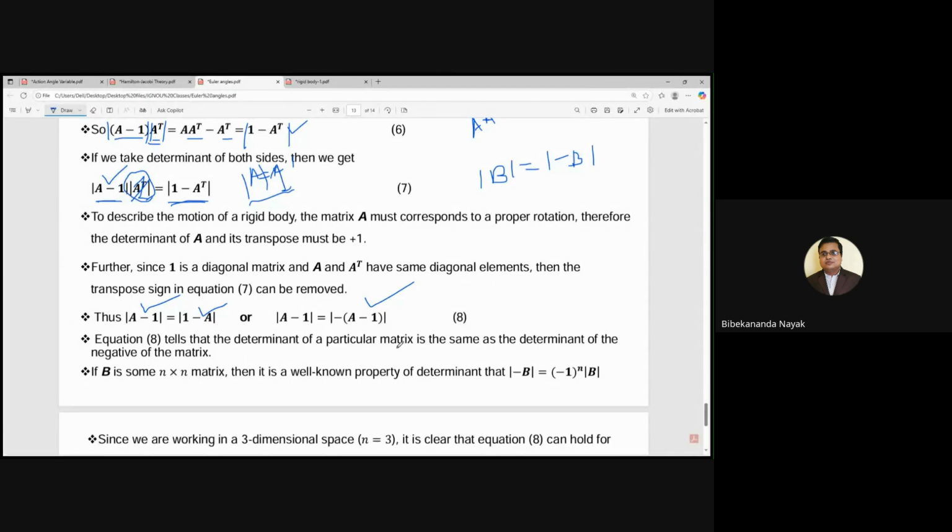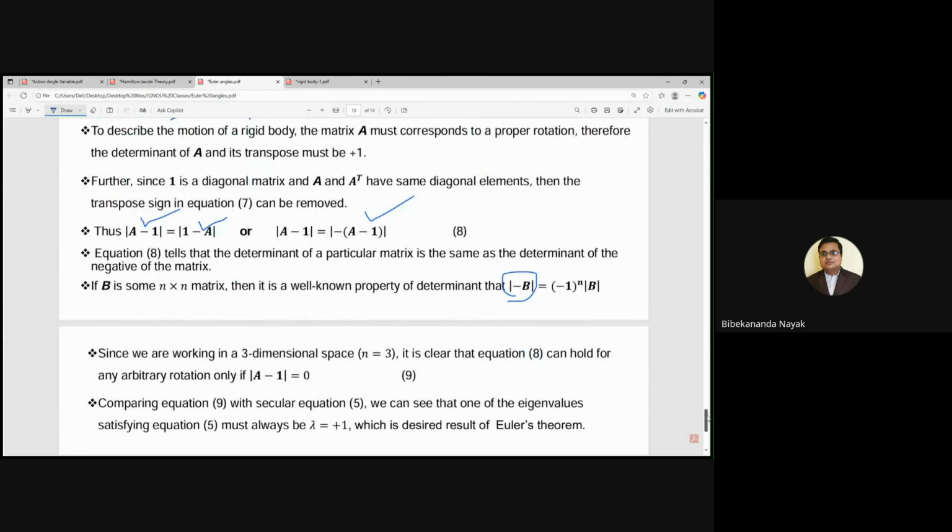But the formula we have is that the determinant of minus V is minus 1 to the power n times the determinant of V, where n is the order of the matrix. Here it is a 3 cross 3 matrix, so minus 1 to the power 3 gives minus V. If the determinant of V is equal to minus the determinant of V, then it is nothing but 0. That means this term is 0, A minus I is 0.